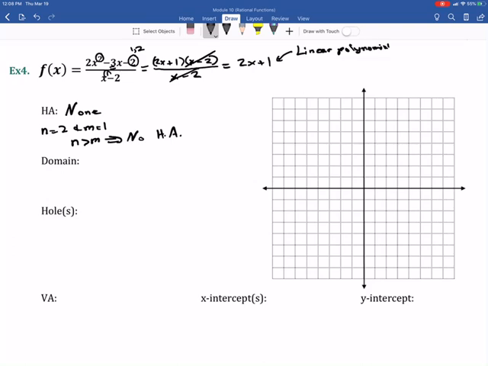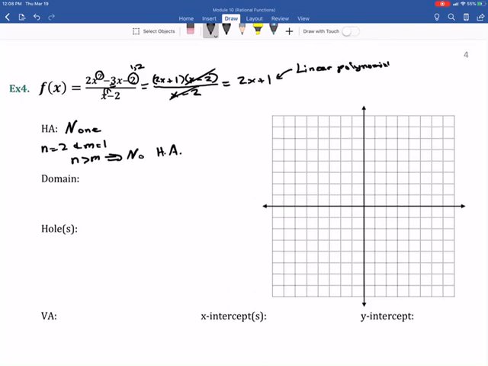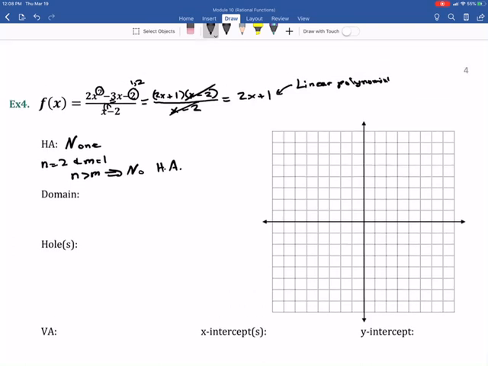It has to be less than or equal to. If n is less than m, it'd be y equals 0. If n equals m, it'd be the ratio of leading coefficients. So with that said, no horizontal asymptote, which, when we graph this linear function in a minute, we're not going to see it flatten out anywhere horizontally. It's got a slope of 2. It'll be increasing.